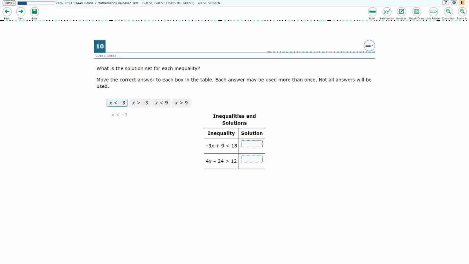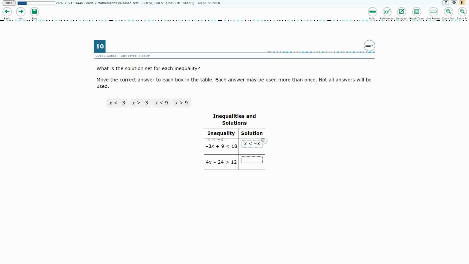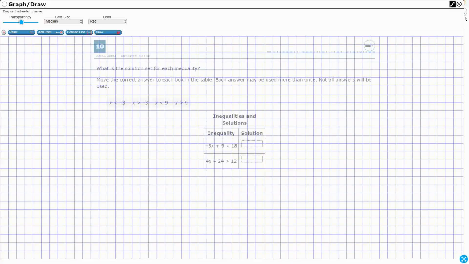So we've got a drag and drop here. Let me just throw one in here randomly. Notice that I could still use this as both answers. So some drag and drops, each answer can only be used once. In this case, you can use an answer twice if you really want to. And if you want to just try to move on without entering both, it will give you a warning message. So let's solve both of these inequalities here. We'll find the correct answers.